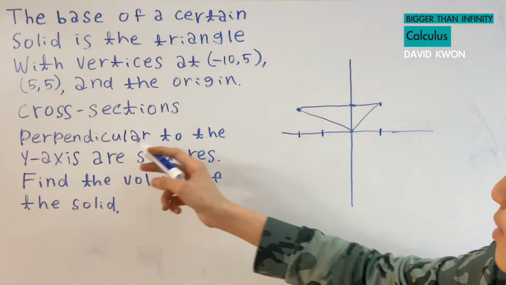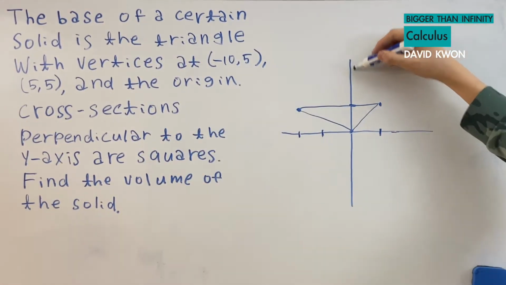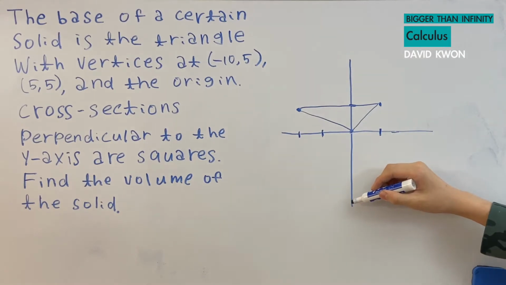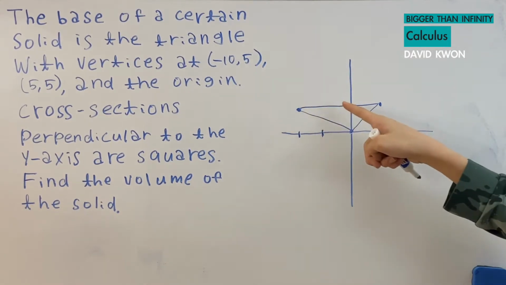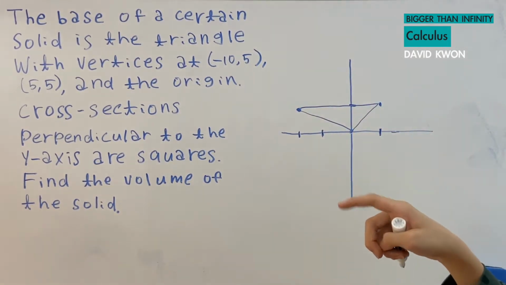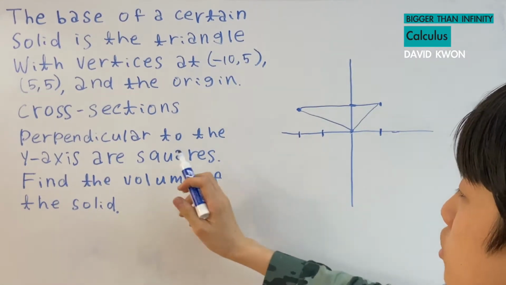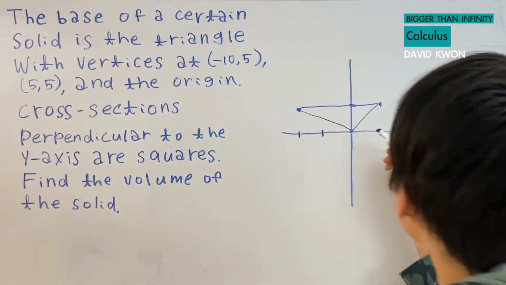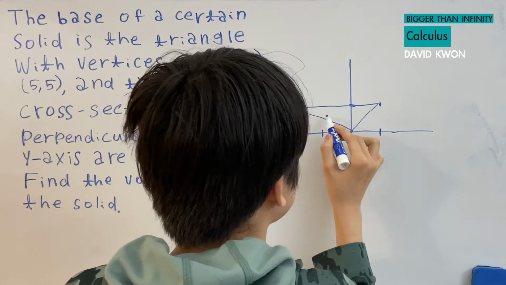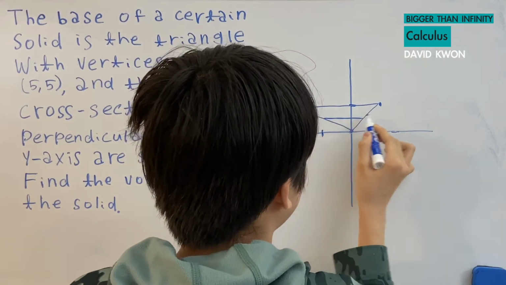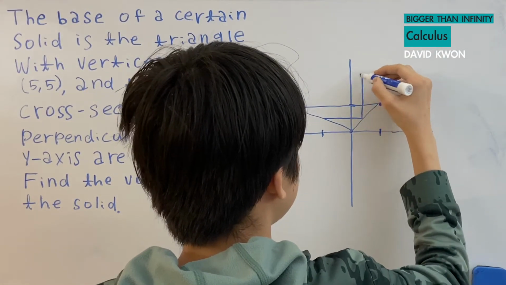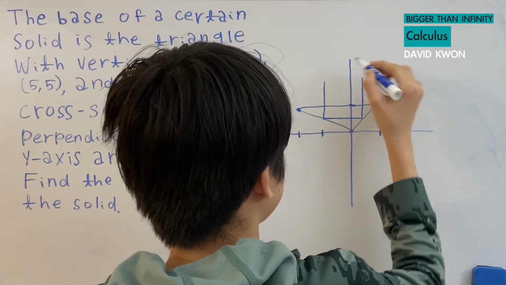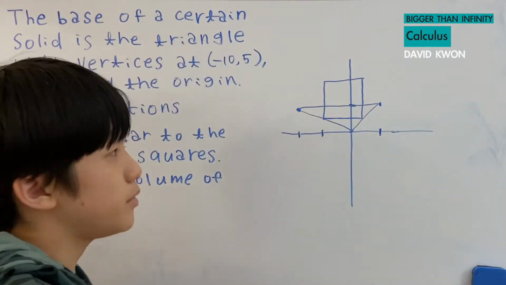Cross sections perpendicular to the y-axis. Since this is the y-axis, perpendicular would be the opposite line. It will make a 90 degree angle from every side, and it is a square inside this triangle. So let's have a square. This is a 3D drawing on a 2D plane graph. Very weird.